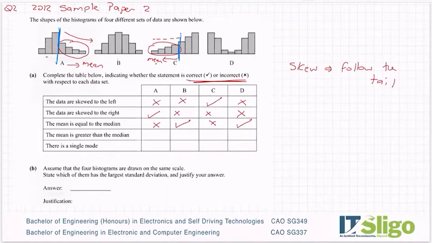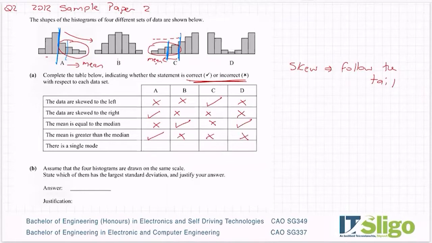whereas your mean is going to be up higher than that because that tail is going to pull up your mean and this tail is going to pull down the mean. Okay, so the mean is greater than the median when you've got a positive tail.